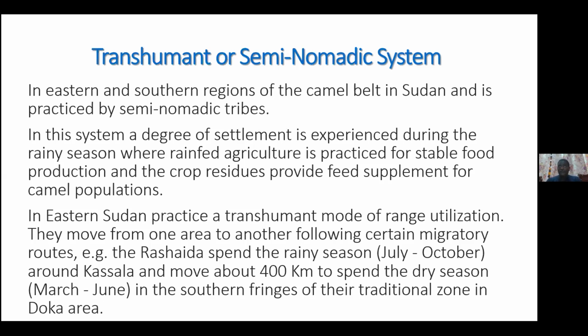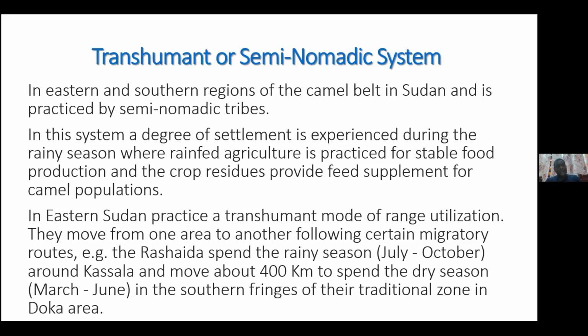In this system, a degree of settlement is experienced during the rainy season, where rain-fed agriculture or agricultural mechanization is practiced for stable food production, and crop residuals provide the feed supplement or alternative for the camel population in the dry season. Because in the dry season in this area, there is no natural pasture. That means the camel is grazing on the crop residuals from the mechanized agriculture.